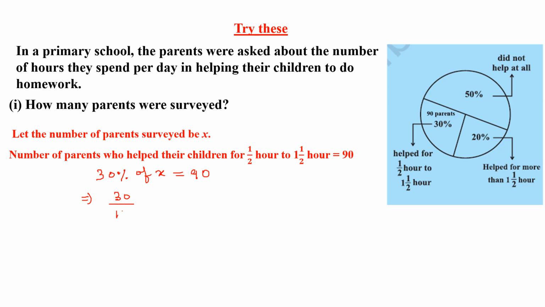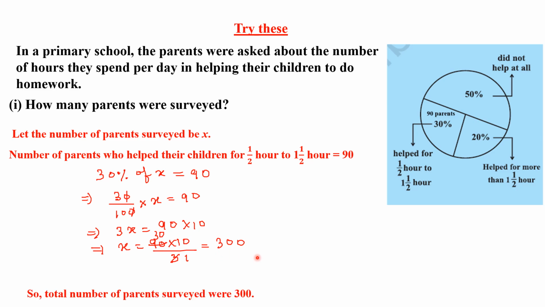So 30% means 30 by 100 into X will give me 90. If I solve it, I will get 3X is equal to 90 into 10, and the value of X will be 90 into 10 divided by 3. I can reduce it: 3 times 1, 3 times 30. So altogether there are 300 parents they have surveyed. In all, how many parents did they survey? They surveyed 300 parents.